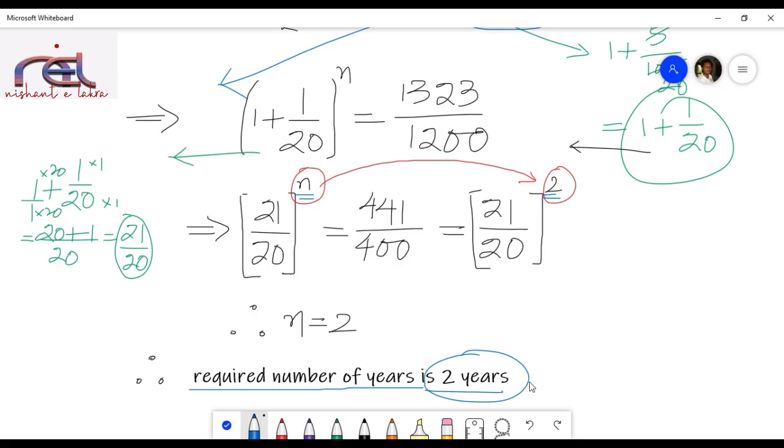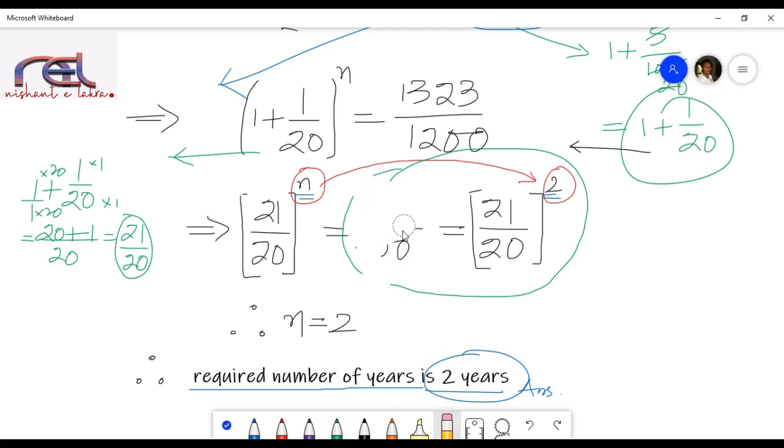Okay, now let me just erase the center part here, 441 by 400. Then you can probably understand it much better, right? This 441 by 400 is solved as 21 by 20 whole square. I'm just erasing the center part of this solution here. That was 441 by 400. Now you can understand it much better.